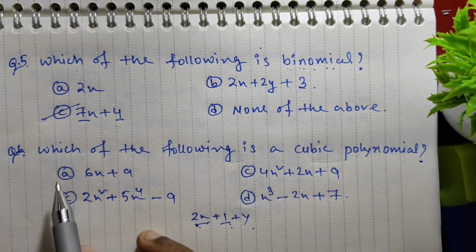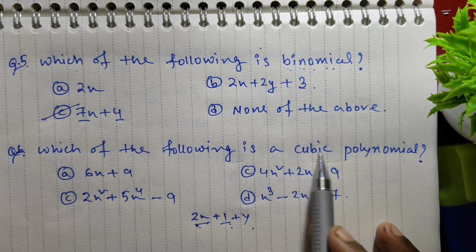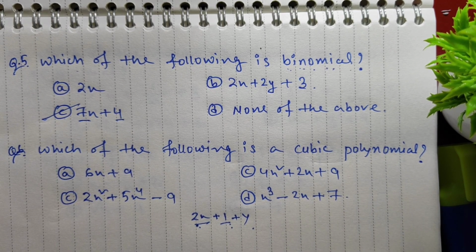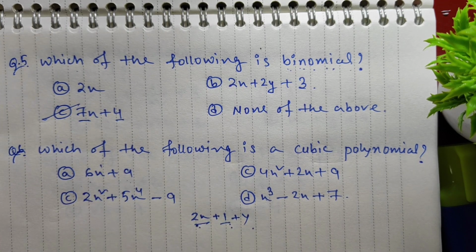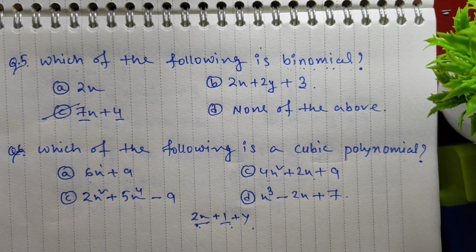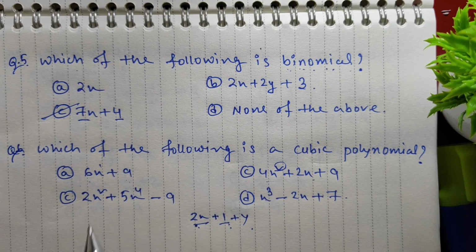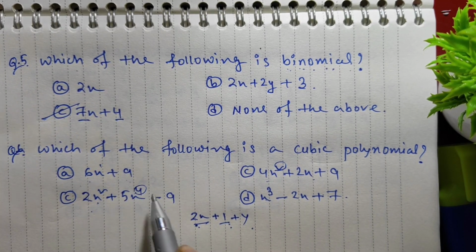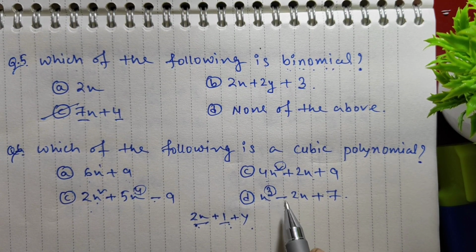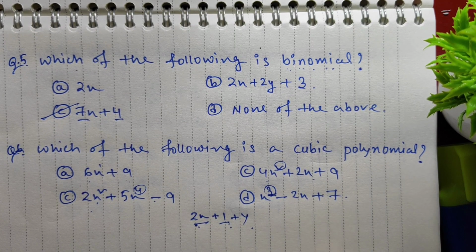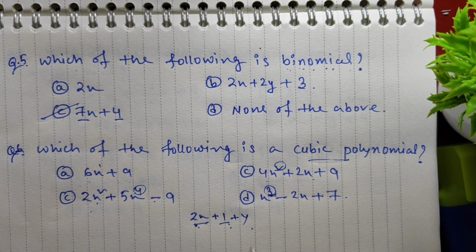Now number 6, which of the following is a cubic polynomial? Now what is a cubic polynomial? You have to see the highest power of the variable. Now see here, what is the highest power of x? It is 1. What is the highest power of x? It is 2. Here what is the highest power of x? It is 4. And what is the highest power of x? It is 3. So if we have the highest power of a variable as 3, then that polynomial will be called cubic polynomial. So answer is D.